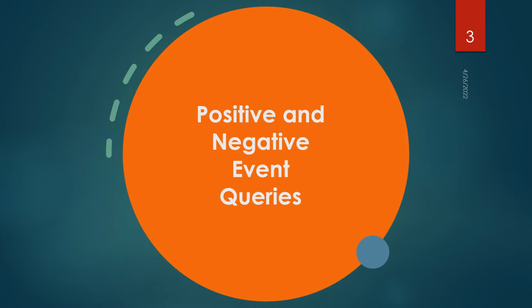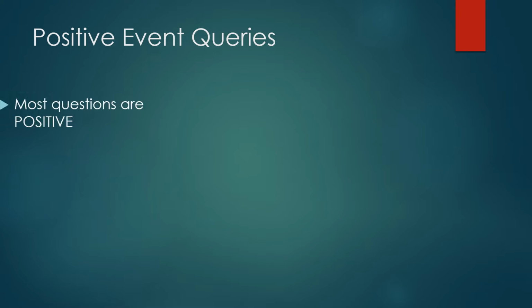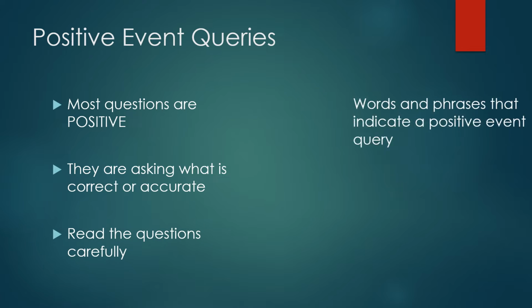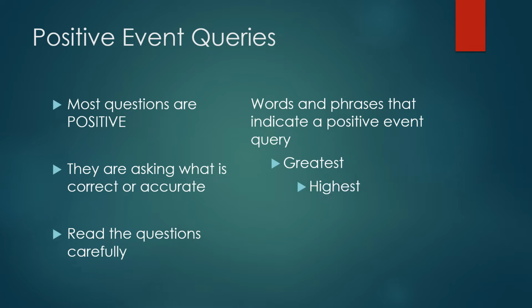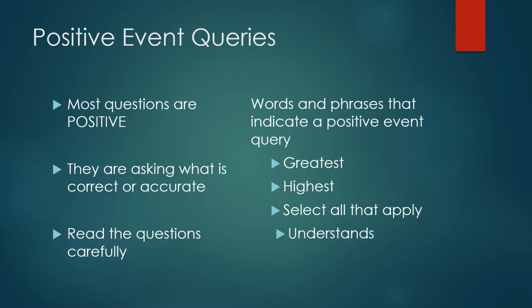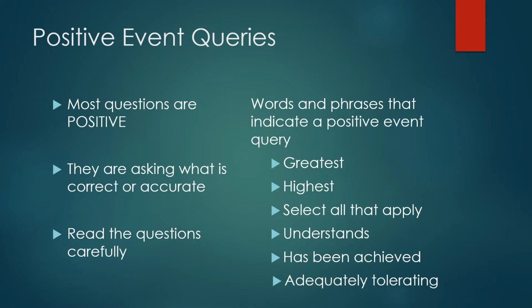This section is going to be over positive and negative event queries. Most questions are positive event queries. They are asking what is correct or accurate. Read the questions carefully and read every word. Words and phrases that indicate a positive event query include greatest, highest, select all that apply, understands, has been achieved, and adequately tolerating.